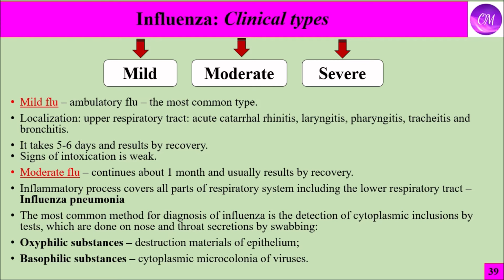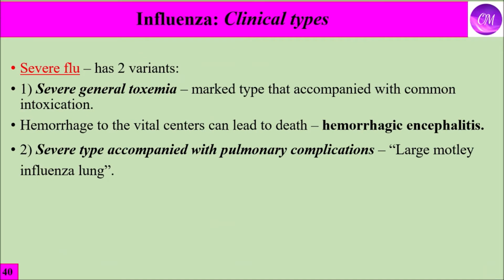The most common method for diagnosis of influenza is the detection of cytoplasmic inclusions by tests, which are done on nose and throat secretions by swabbing. There are two substances: oxyphilic substances and basophilic substances. Oxyphilic substances are the destruction materials of epithelium, but basophilic substances are the cytoplasmic macrocolonies of viruses.